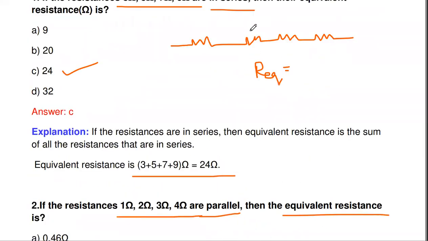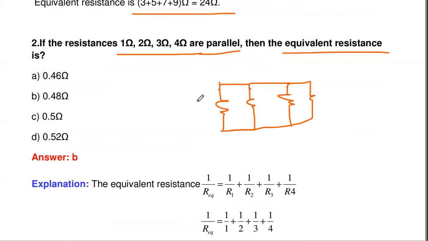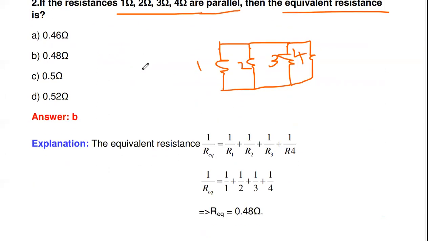So you see, this is series. Series means one end of the first resistor is connected with one end of the second resistor, then the second end of the second resistor is connected with the third resistor and so on. This is called a series. But this is a parallel. So if the 1 ohm, 2 ohm, 3 ohm and 4 ohm are connected in parallel, the equivalent resistance is calculated by the formula 1 by R equivalent, that is the reciprocal of equivalent resistance, is equal to 1 by R1 plus 1 by R2 plus 1 by R3 plus 1 by R4.